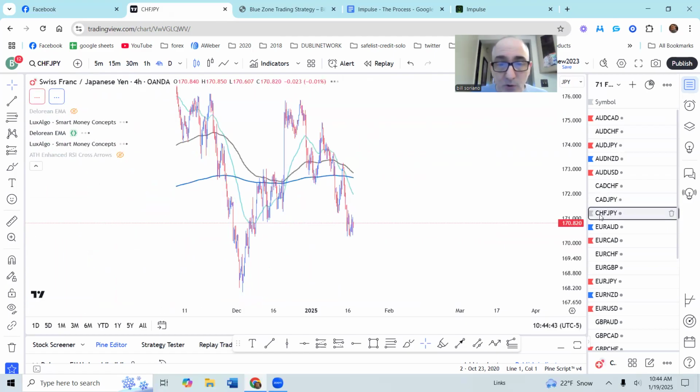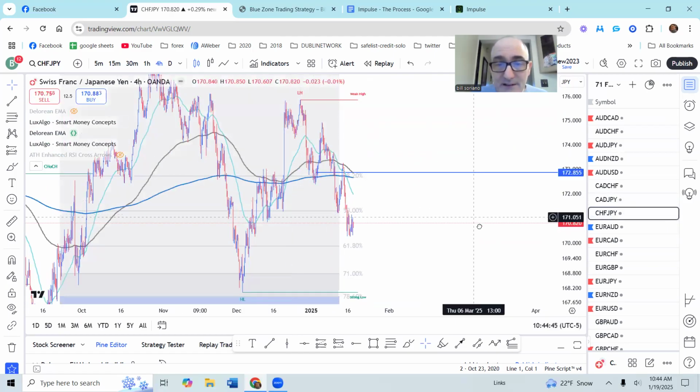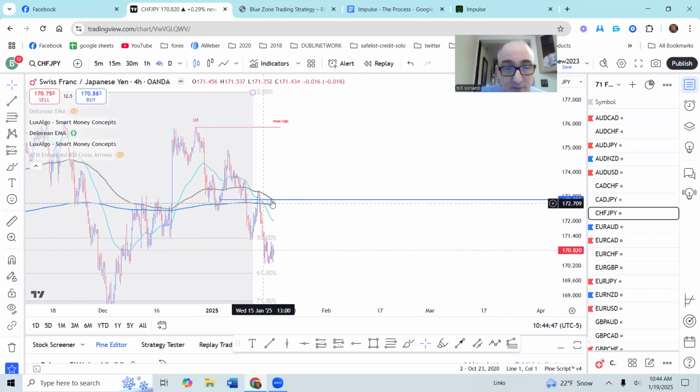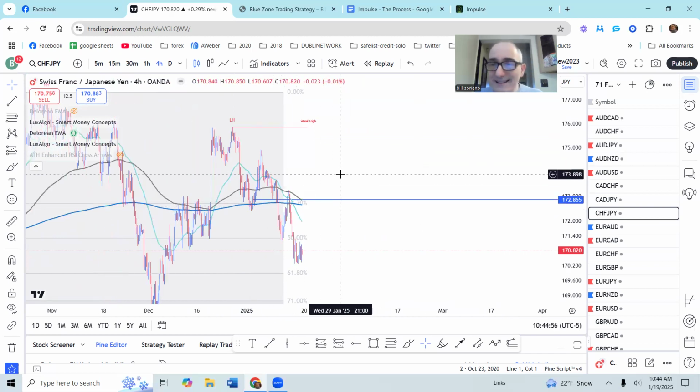Look at Chef JPY. Okay, same thing. See? Okay, you have the 50 EMA below the 800, but the 200 has not yet dropped below there yet. So this is not a clear, definite trend bias. So we skip this pair.